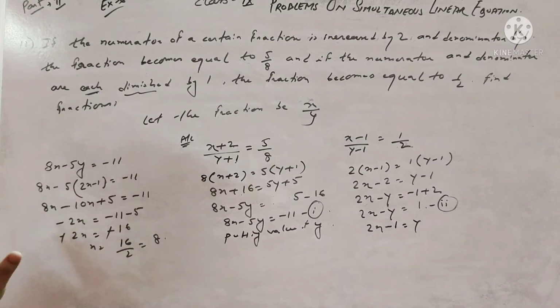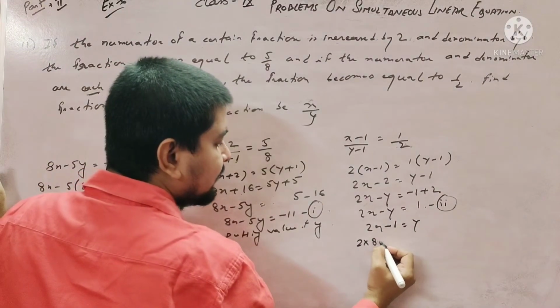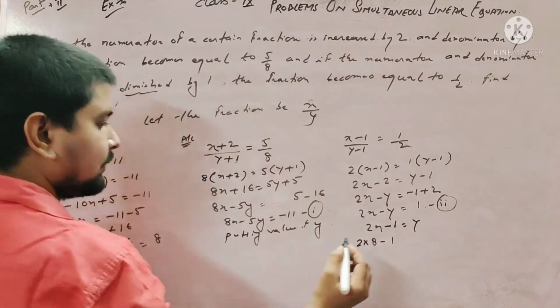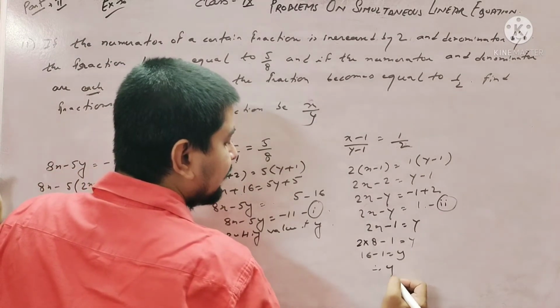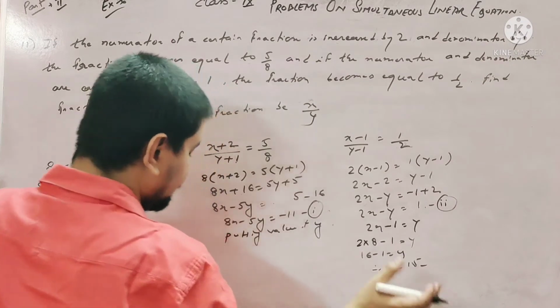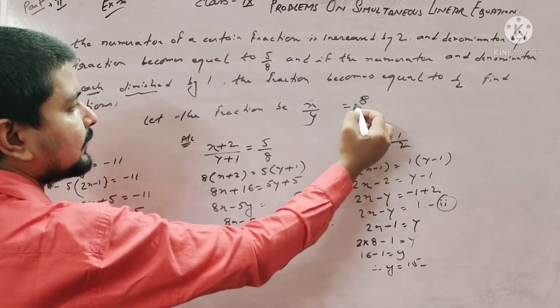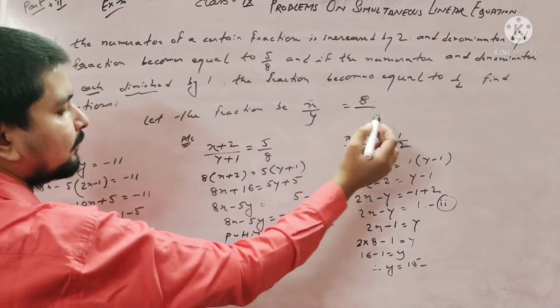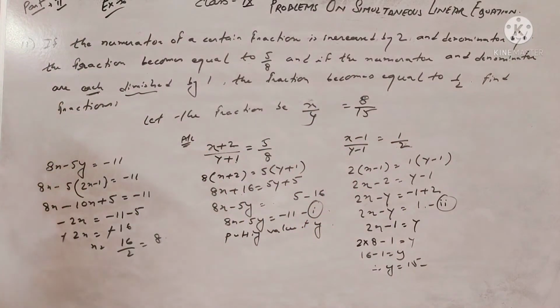Okay, the value of x is 8. Now time for y. In place of x we write 8: 2 into 8 minus 1 equals y, that is 16 minus 1, therefore y equals 15. So the fraction is x upon y; in place of x we write 8 and in place of y we write 15. So the fraction is 8 upon 15. Okay, note.